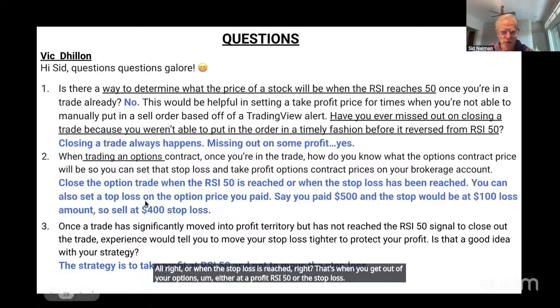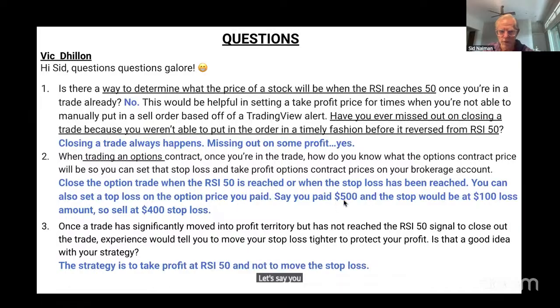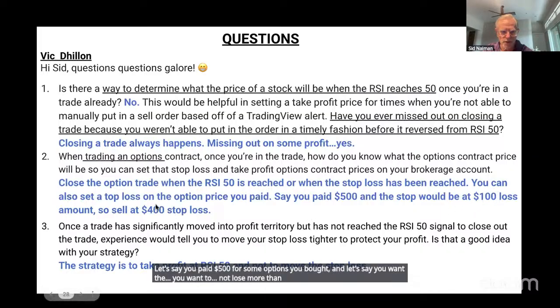And you can actually set a stop loss on the option. Let's say you paid $500 for some options you bought, and let's say you don't want to lose more than $100. So you set a stop loss at $400 on that option. You can just set a stop loss on an option just like you can on a stock.